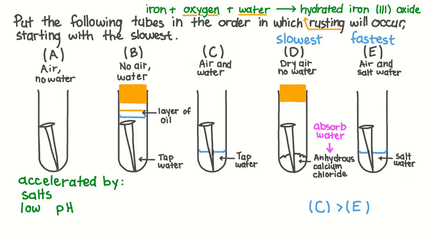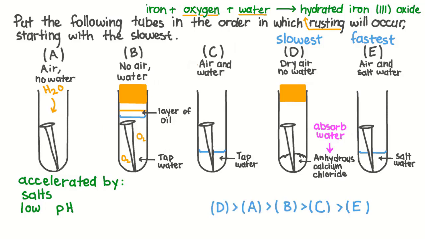In tube A, there's no water, but the nail is exposed to the air. Air has some amount of water vapor in it, meaning that water will eventually make its way into the tube. In tube B, measures have been taken to protect the tube from oxygen in the air. The tube is stoppered, and there's a layer of oil. However, this tube is full of tap water. There's always some amount of oxygen gas that's dissolved in tap water. This means there's already both oxygen and water in the tube. So rusting will occur more slowly in tube A than in tube B because it will take some time for water vapor from the air to enter the tube.